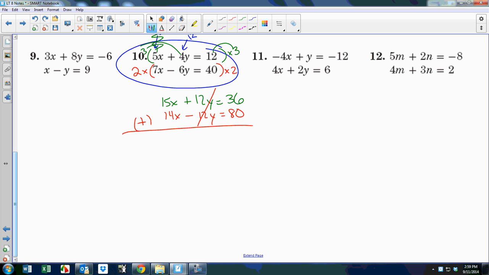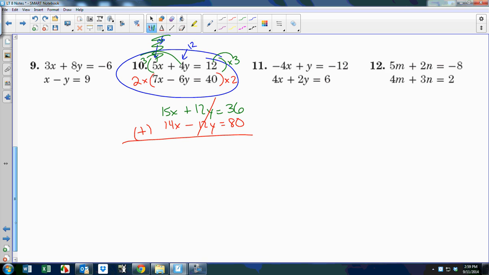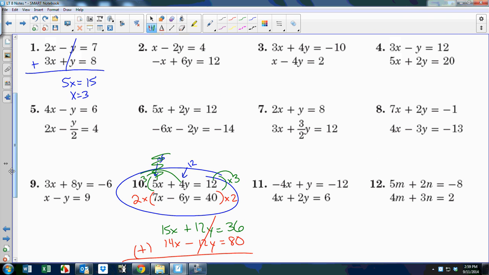So we won't finish it, but anyways, that's kind of one of the difficulties students tend to have, is coming up with that step 1. So that's learning target 8, elimination.